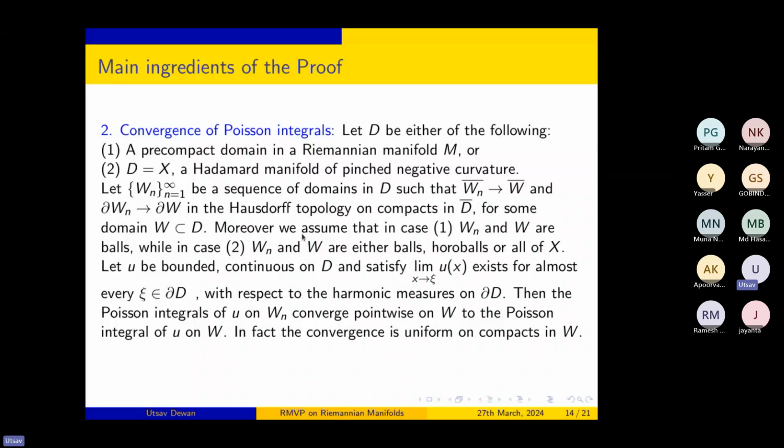Now, for each such Wn, you look at the Poisson integrals of U and Wn, meaning the harmonic extensions of U and Wn. They would converge pointwise on W, the limiting domain, to the Poisson integral of U and W. So in simple terms, if you have a nice function on a big space satisfying certain properties, and inside the ambient space you have a sequence of domains that converge to some other domain, then for that sequence of domains you can consider the corresponding sequence of harmonic extensions on all such domains, because U is bounded.